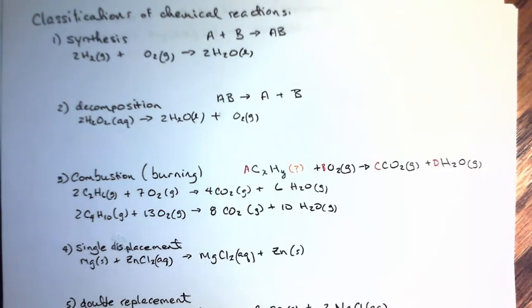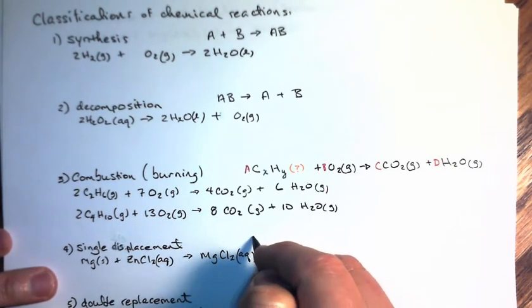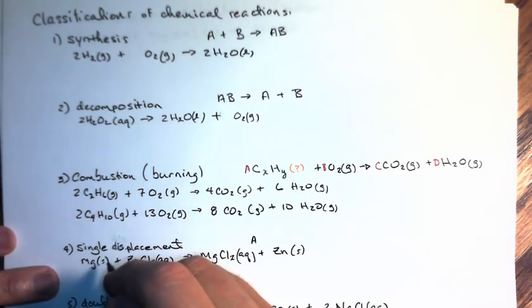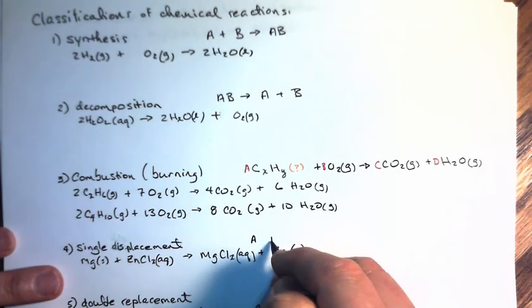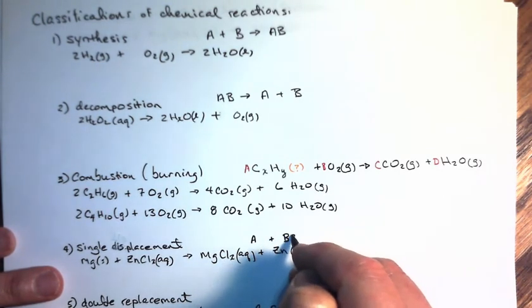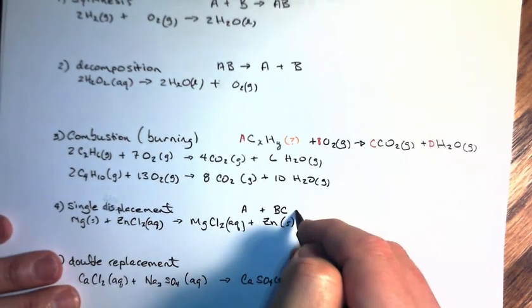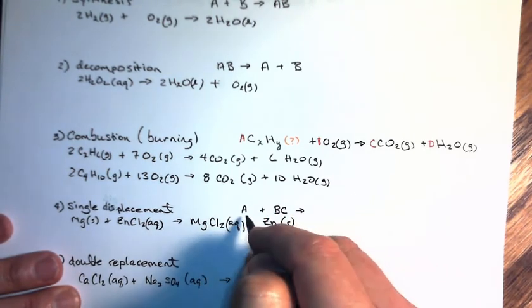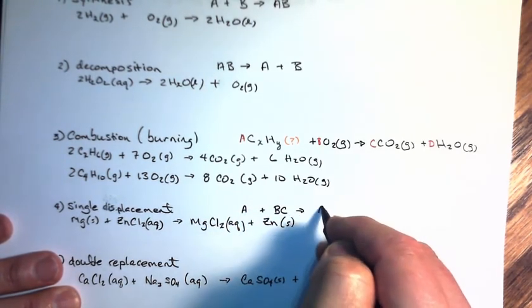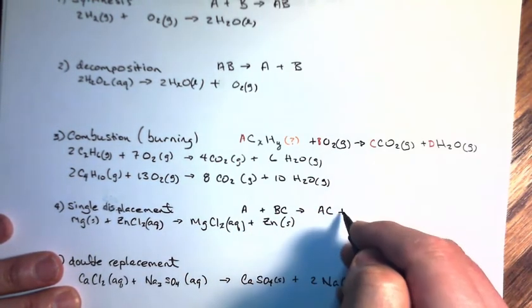All right, single displacement. We've got to have something that's by itself. We can call that A. And some kind of compound, because there's got to be something in the compound that this thing that's by itself is like. We can call that BC. And since the thing that's by itself has got to displace the thing that is like, then the A is going to join up with C. And that means the B is going to be by itself.